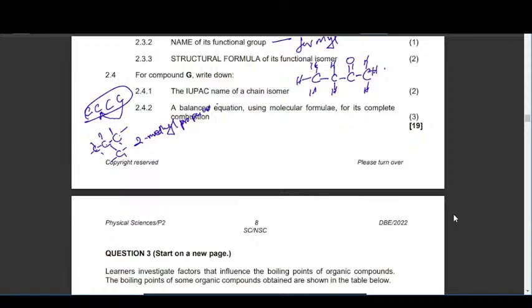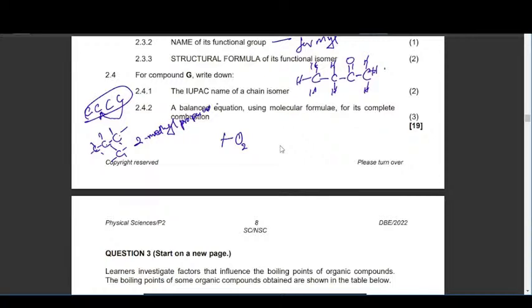Propane. Yes, and then the branch is on carbon atom number 2. Then, balanced equation using the molecular formula for its complete combustion. So whenever they talk about combustion, your answer must add oxygen there. That is the first answer you need to know, that it must add oxygen, and you leave space for balancing.